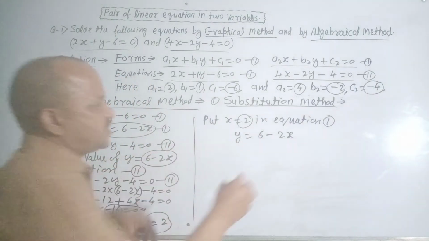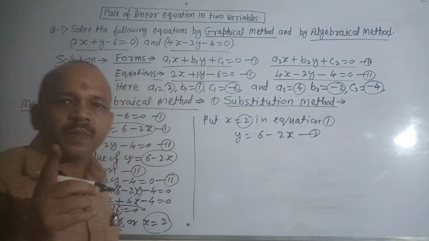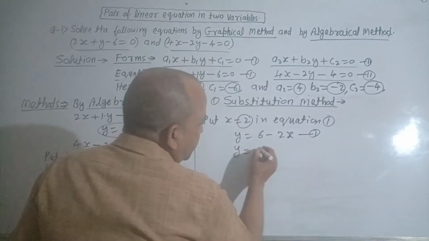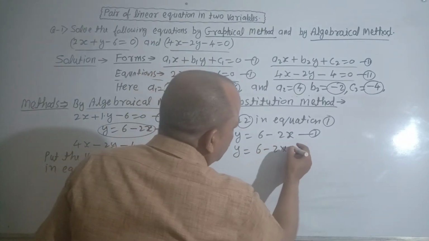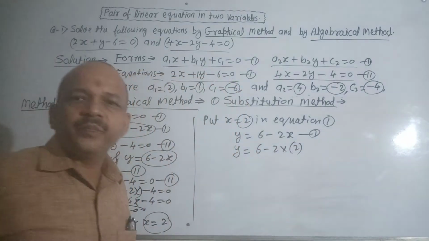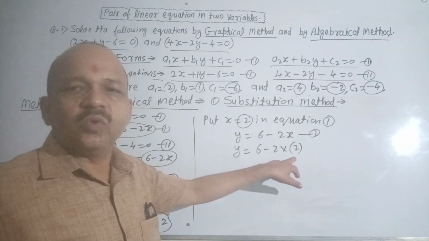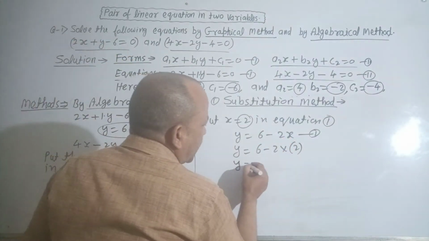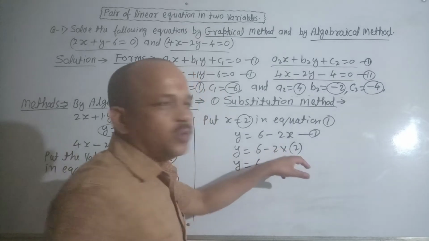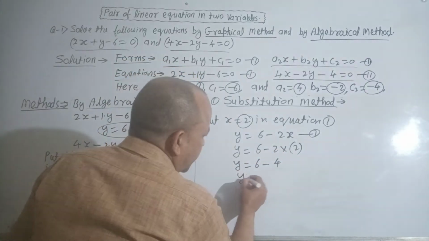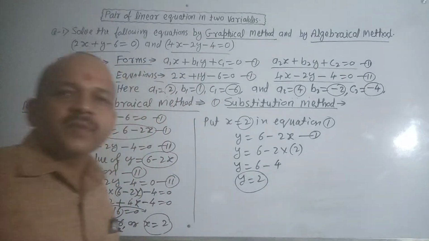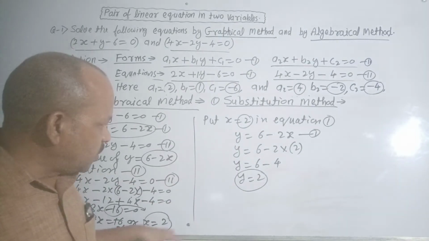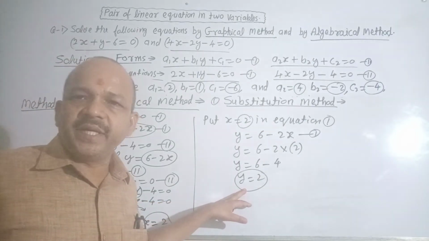First equation is y equal to 6 minus 2x. It is equation first. y equal to 6 minus 2 multiplied by 2. Value of x is 2. It becomes y equal to 6 minus 4. 2 twos are 4. y equal to 2. You find the value of x equal to 2 and value of y equal to 2.